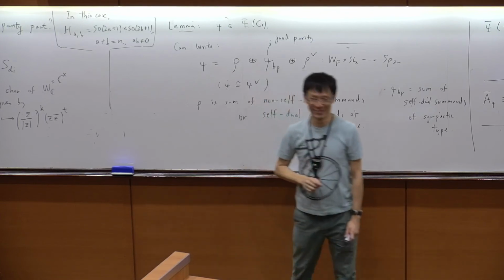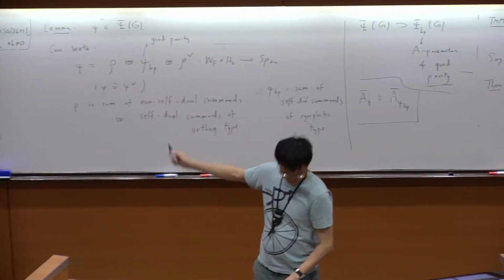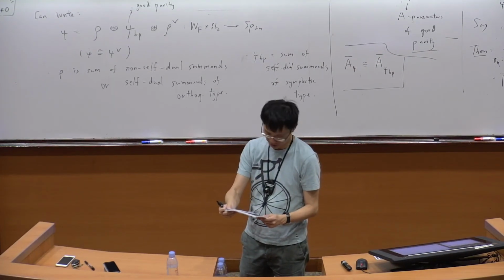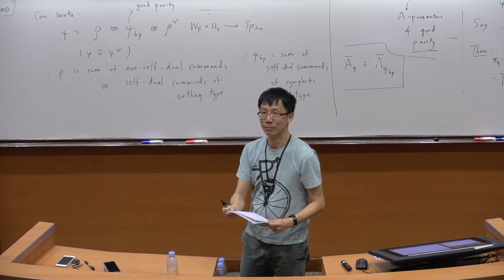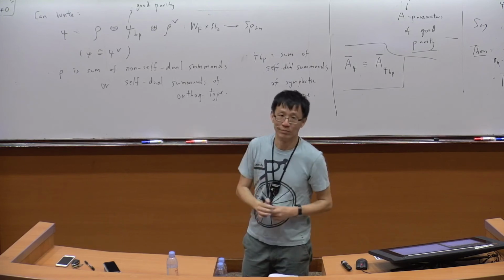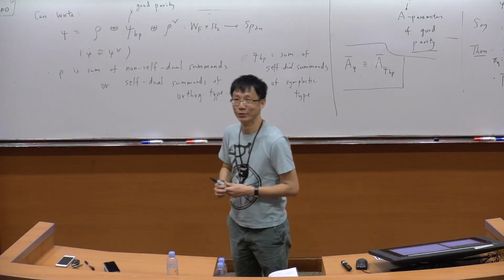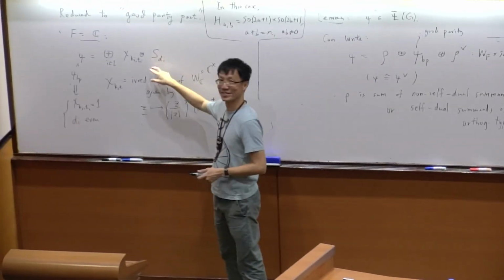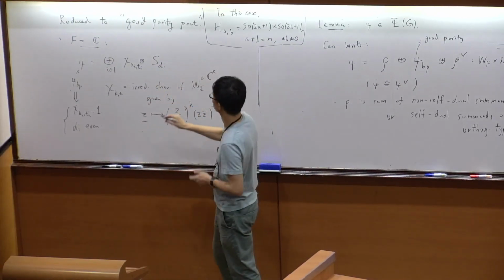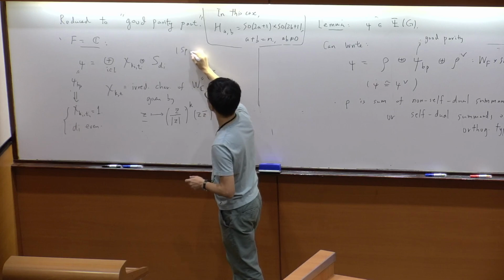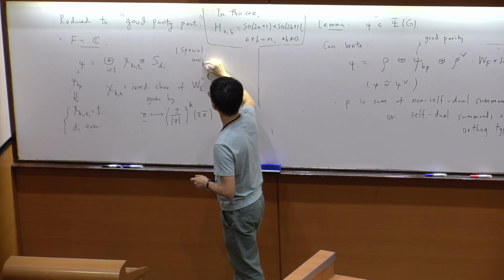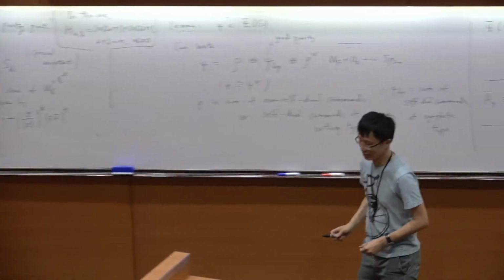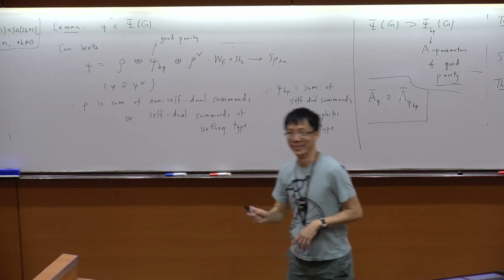I will continue afterwards, I guess. I will say a few words about how these packets can be constructed. In fact, before Arthur's work, Barbasch and Vogan had already given a construction of candidate A packets for this type of parameters. These types of parameters in their work are called special unipotent parameters. Okay, so we reconvene at 11 o'clock.